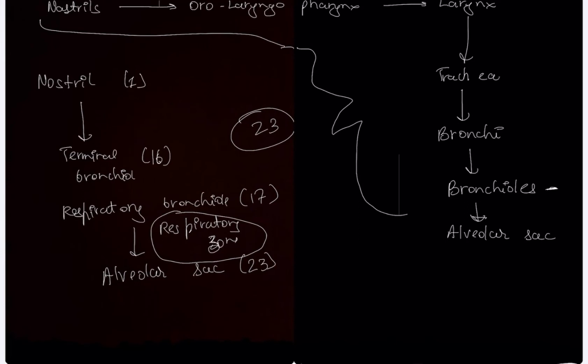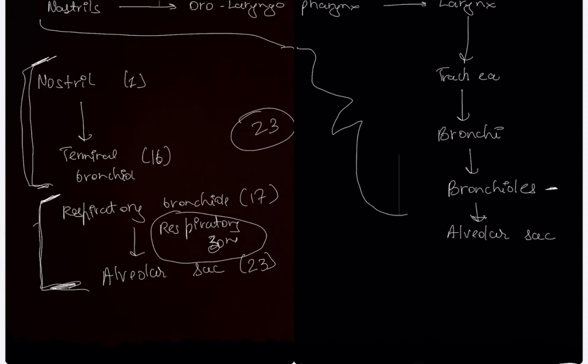Because of what happens in this region: there is hyaline cartilage that prevents the lungs from collapsing, from the nostrils to the terminal bronchioles. But cartilage cannot allow air to diffuse in and out through it. So in the part from the respiratory bronchioles to the alveolar sac, there is no cartilage, so the air can easily diffuse in and out.